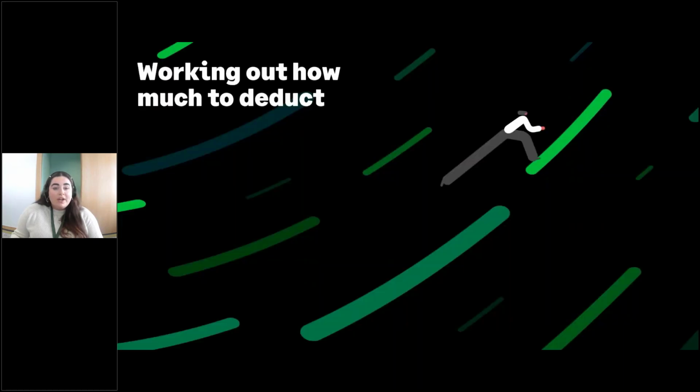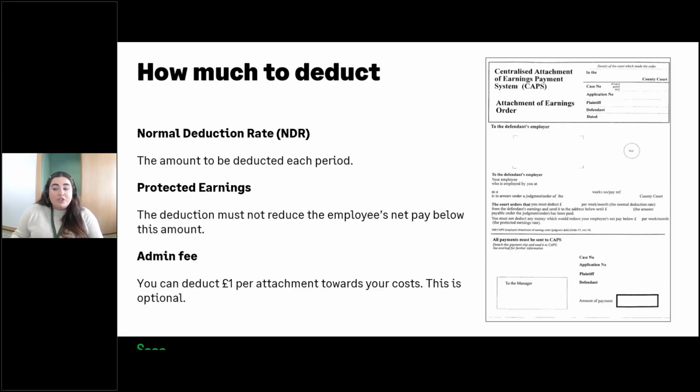So let's move on to working out how much to deduct. There's 2 ways that the attachment amount would be deducted. The first way would be an order which has a normal deduction rate, so a specific amount that needs to be deducted each period. And often these attachments will have a protected earnings amount, which is the amount that the deduction must not reduce the employee's net pay below.